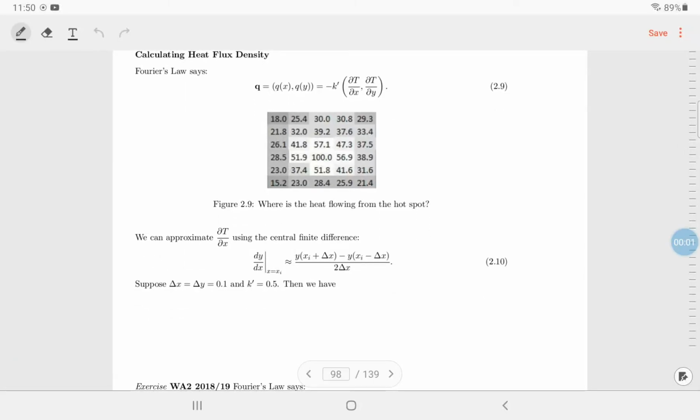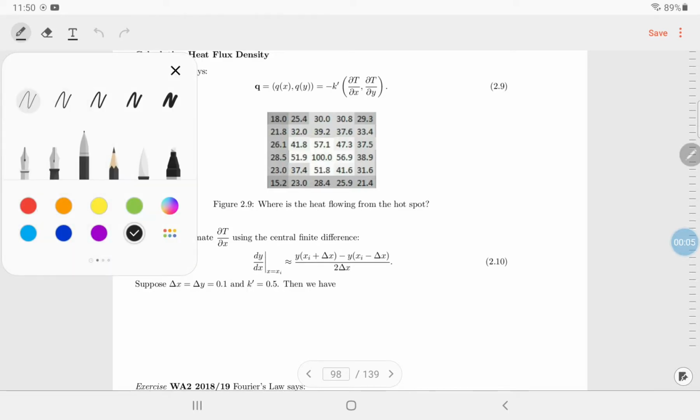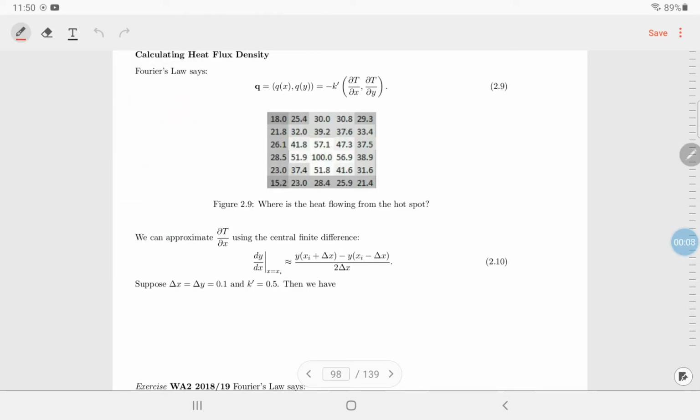The question here is, where is the heat flowing from the heat spot? So we can try and draw a picture. Now remember, heat flows from hot to cold. The heat spot itself is a little bit complicated. It's going in all different directions, but it's going to go in the direction of the coldest.